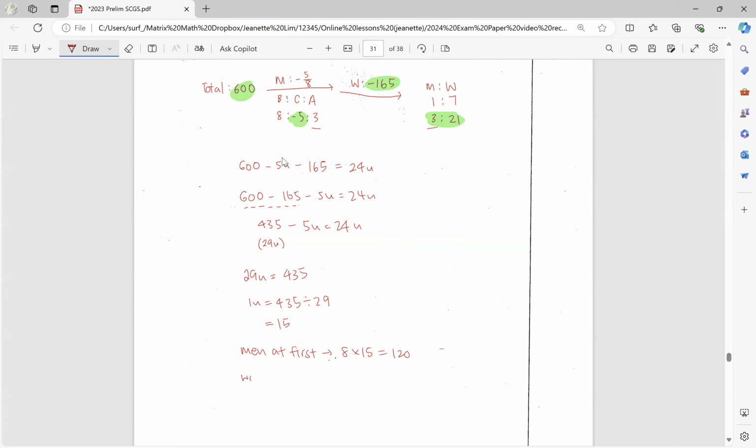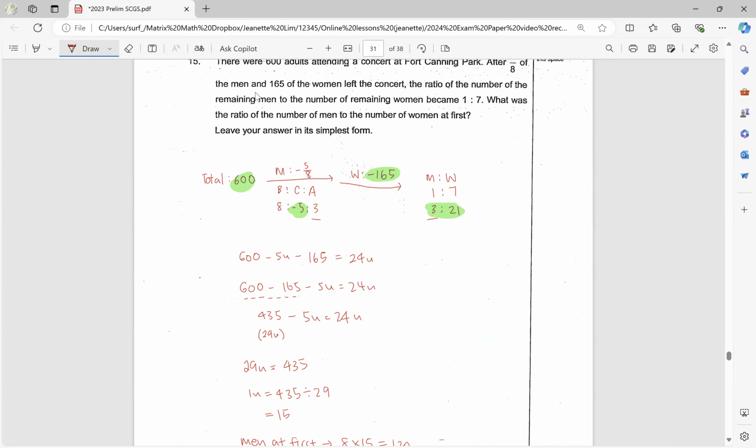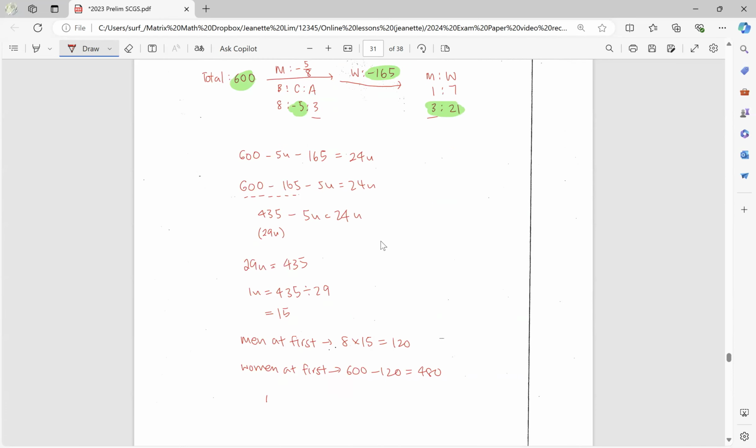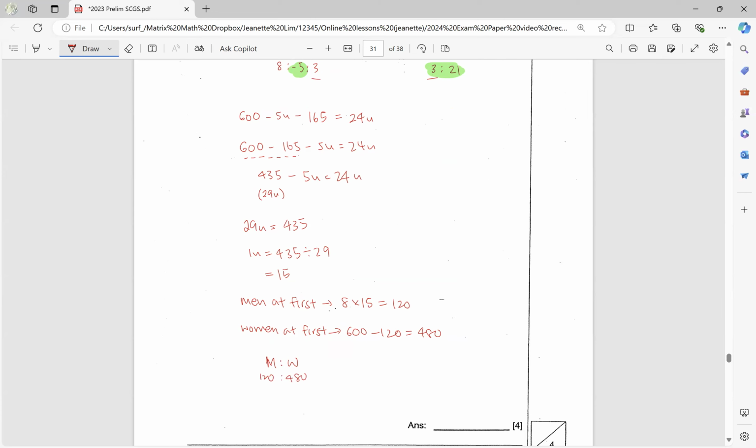Women at first, from our before change after, we know the total at first is 600. So 600 minus 120, 480. Now let's write down the ratio of men to women. 120 to 480, simplest form 1 to 4.